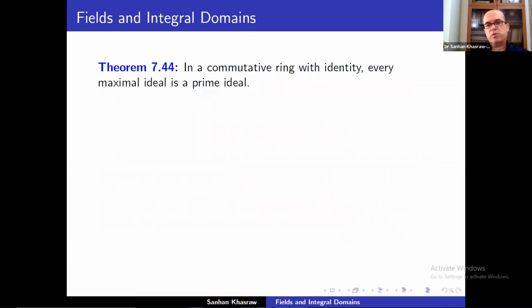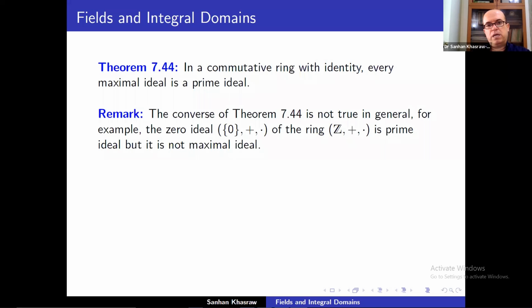So what's the relation between the prime ideals and the maximal ideals? One can see that in a commutative ring with identity, every maximal ideal is prime, but the converse is not true. So if I check the ideals of Z, sorry, every maximal ideal is prime. But the converse is not true.